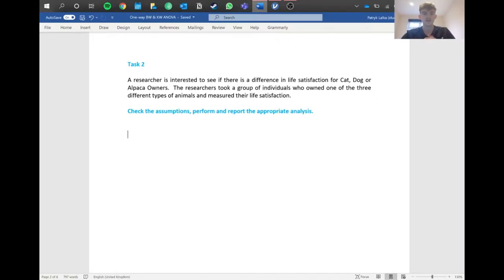Researchers are interested to see if there is a difference in life satisfaction for cat, dog or alpaca owners. The researcher took a group of individuals who owned one of the three different types of animals and measured their life satisfaction. So we're going to do two things with this. We're going to look at if life satisfaction increases if you have a cat, dog, or alpaca, and then we're going to compare if there's a difference in life satisfaction if you own a dog compared to a cat and alpaca, and we're going to compare all those groups together. Let's jump straight into Jamovi.